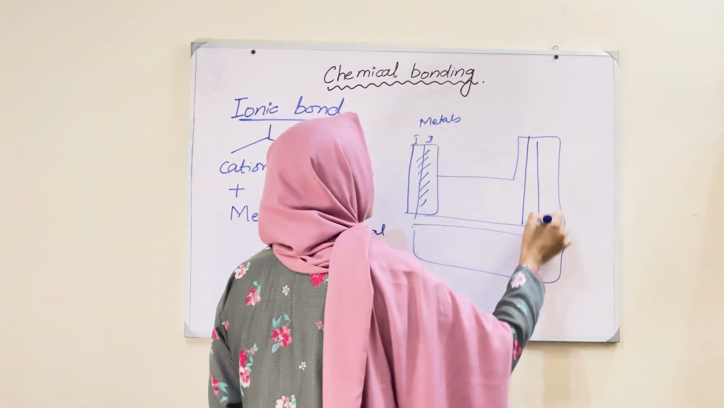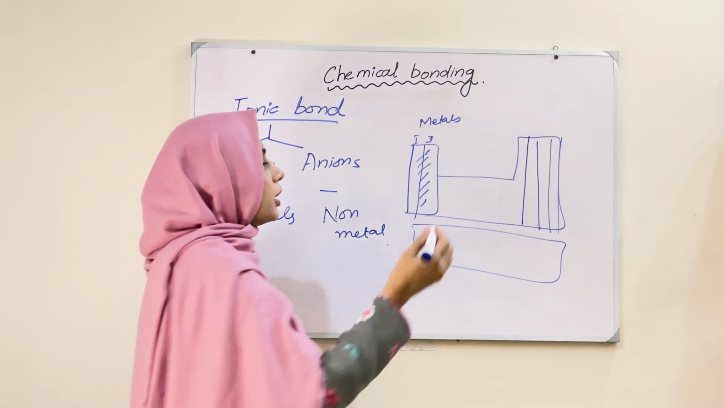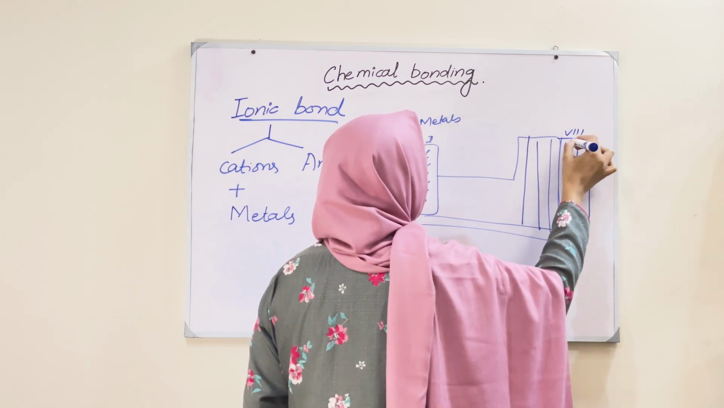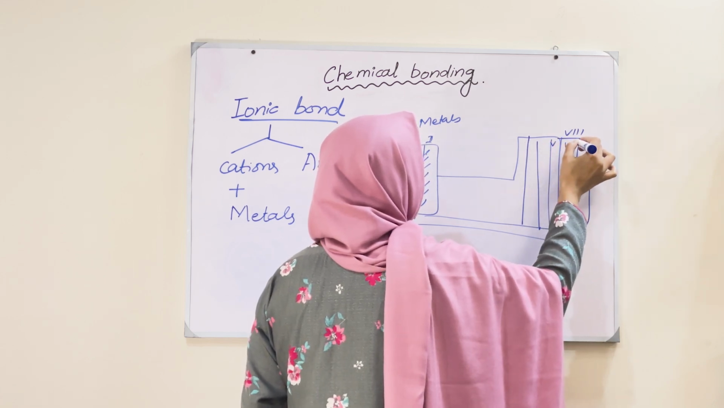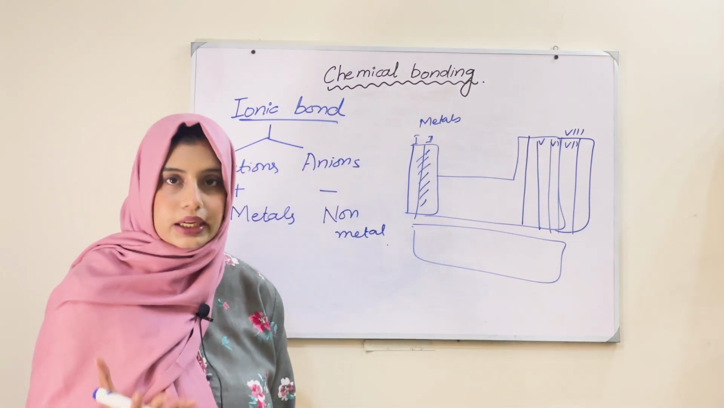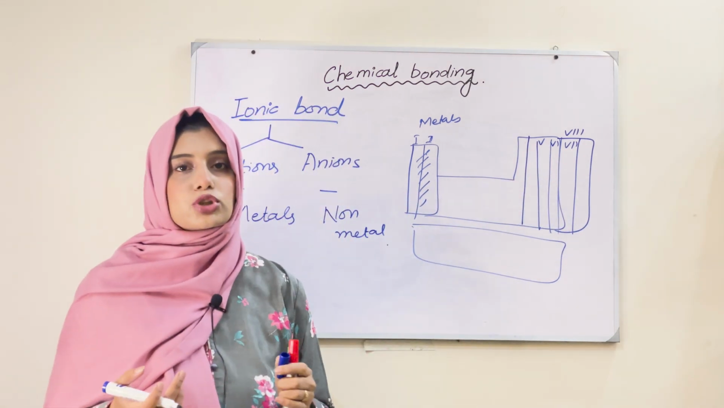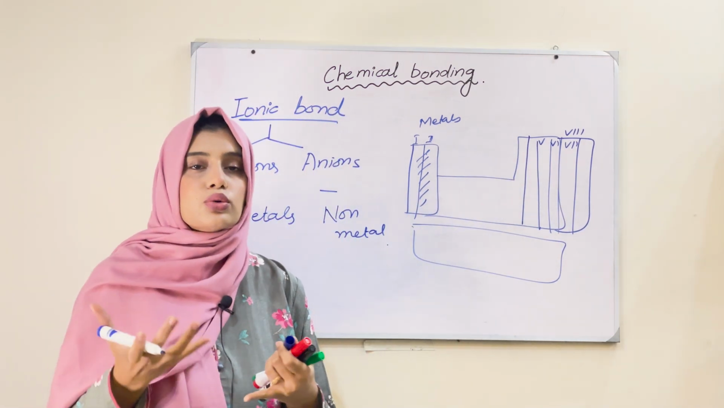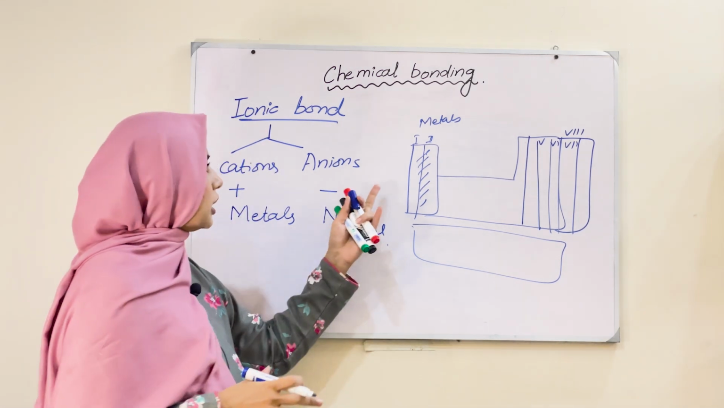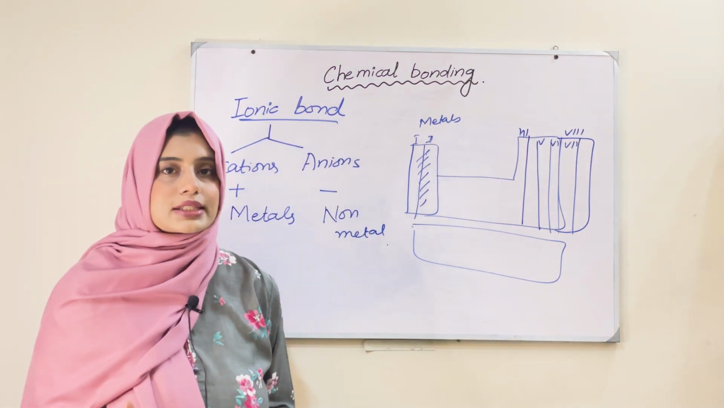Then here we have groups 3, 4, 5, 6, 7, 8. Group 8 are the noble gases. Here on this side, this is group 8, this is group 7, group 6, group 5. So these 3 groups form anions. They have 5, 6 and 7 electrons in the outermost shell, so it is convenient for them to get electrons, and for groups 1, 2 and 3, it is feasible to lose electrons to get stability.